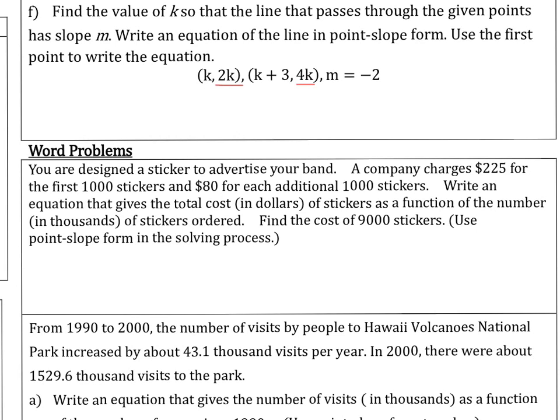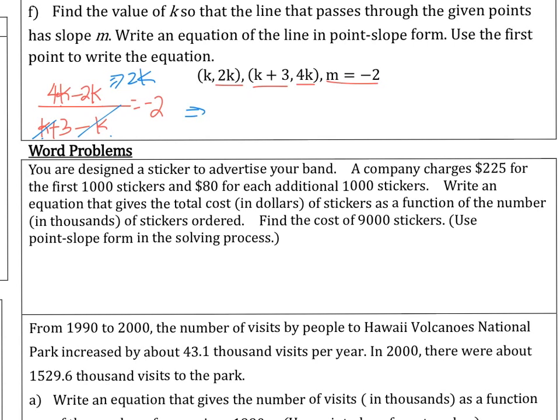4k minus 2k. And then I'm going to take k plus 3 and put it in the denominator and subtract k. And we're going to let that equal to -2. So basically this is the slope formula, but instead you're given the slope and you need to solve for k. So 4k minus 2k gives you 2k. K and -k cancel each other out.